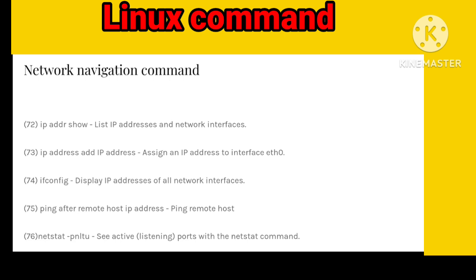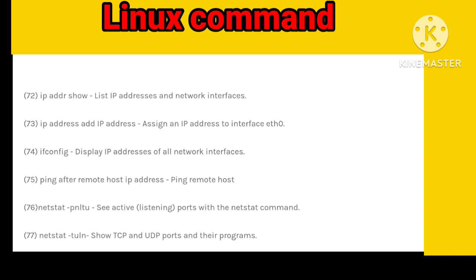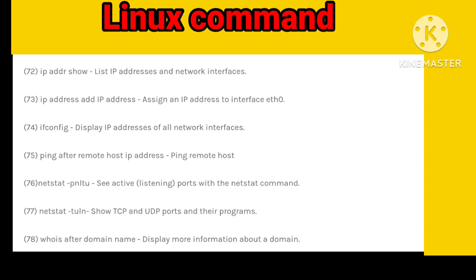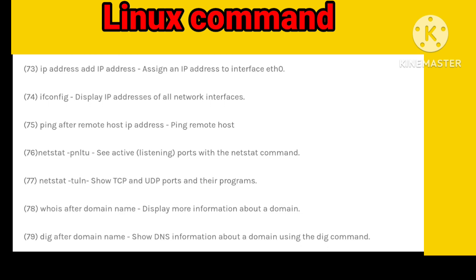Next is ip address show. This command is for listing IP addresses and network interfaces. Next is ip address add, then IP address. This command is for assigning an IP address to the Ethernet interface eth0. Next is ifconfig. This command is used for displaying IP addresses of all network interfaces.